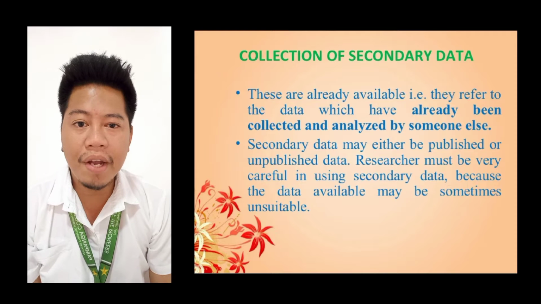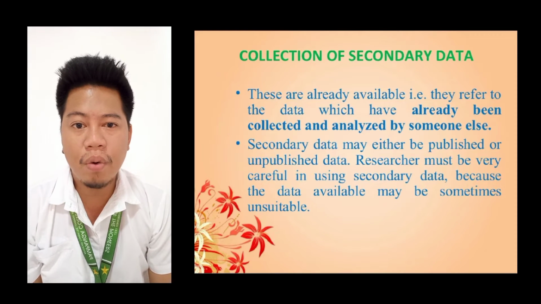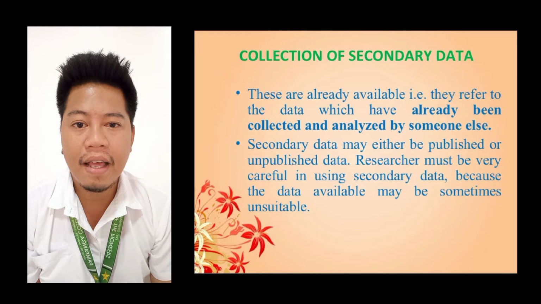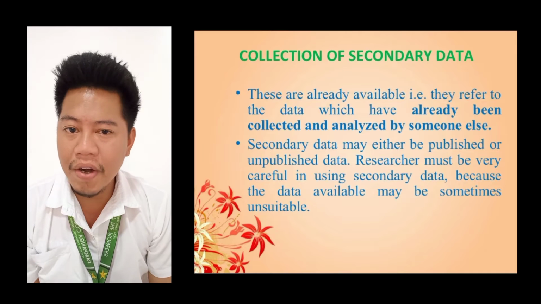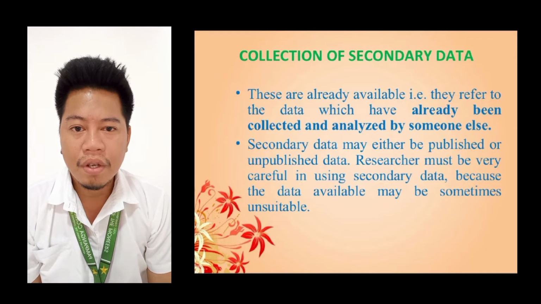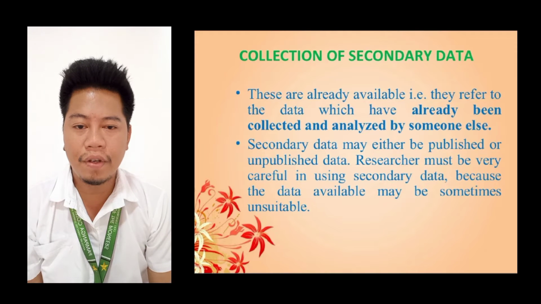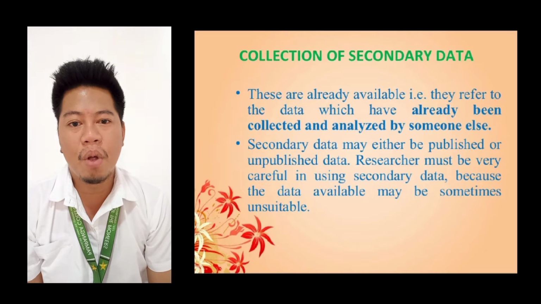First, these are already available. For example, they refer to the data which have already been collected and analyzed by someone else. The second one is secondary data may either be published or unpublished data. Researcher must be very careful in using secondary data because the data available may be sometimes unsuitable.